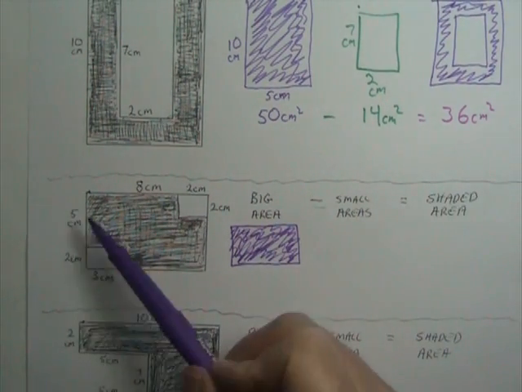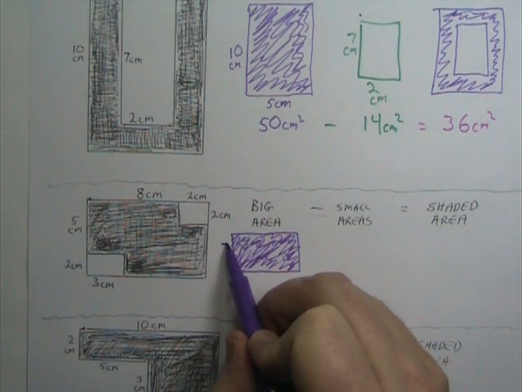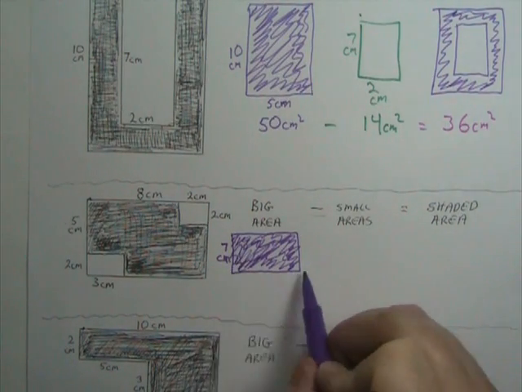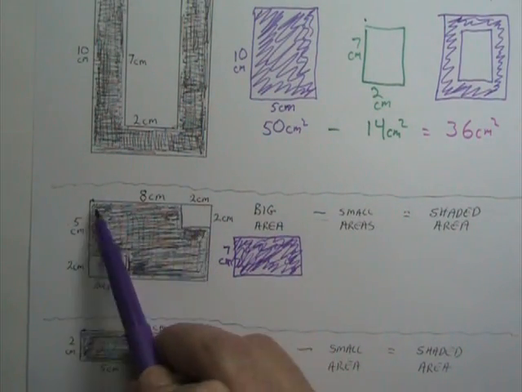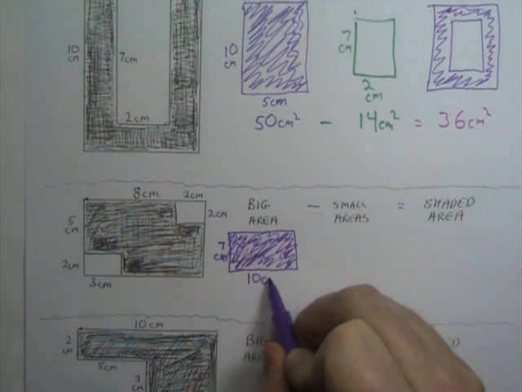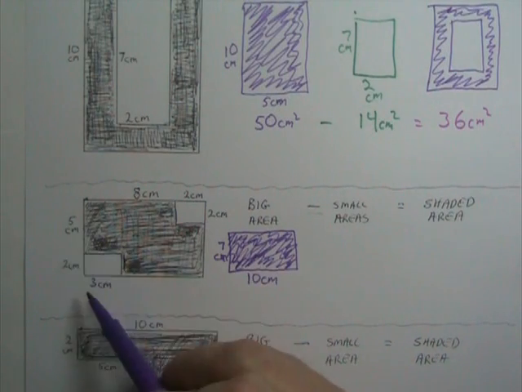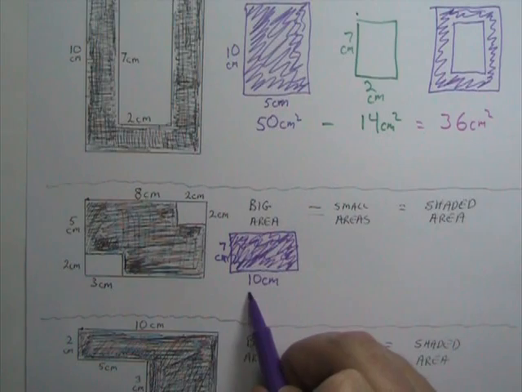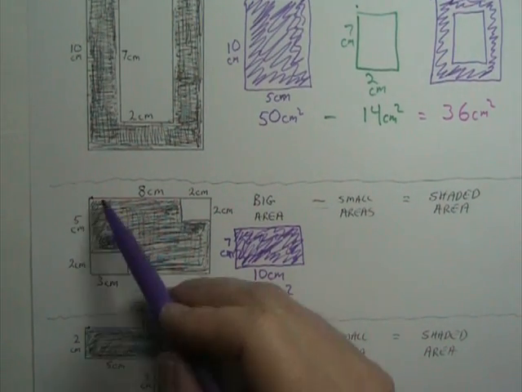We have 5 and 2. 5 and 2 is 7. So this is 7 centimeters going up and down. And going sideways, the long way, it's 8 and 2. 8 and 2. Okay, so that would be 10. All right, so it's 7 high and 10 long. So 7 times 10 is 70. That's the area of the whole big thing.